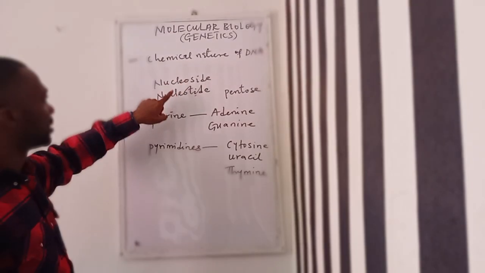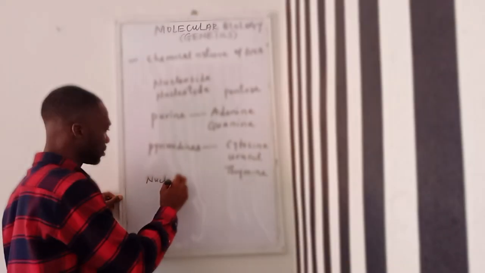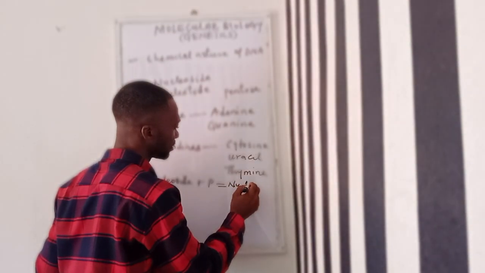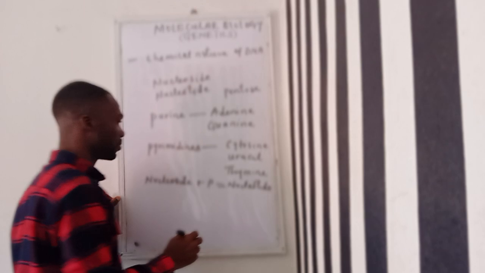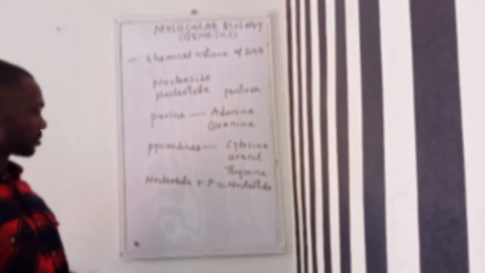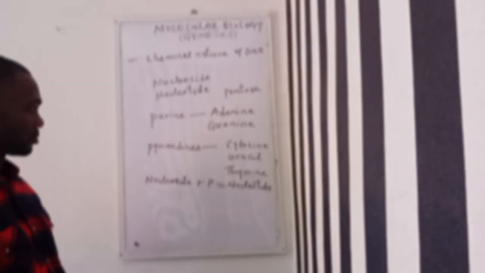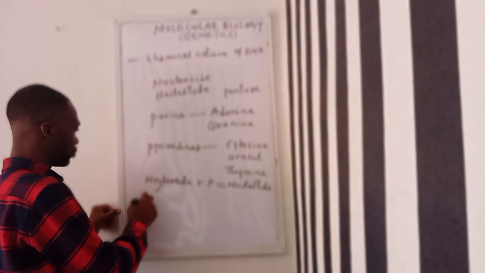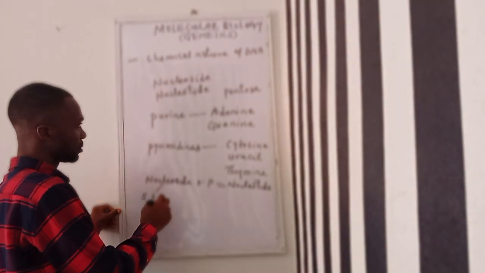Now, before I begin to draw the structure of the nucleotide, let's go back to the nucleosides. The difference between nucleoside and nucleotide: nucleoside plus phosphate equals nucleotide. That means the nucleoside itself is made up of sugar plus base.